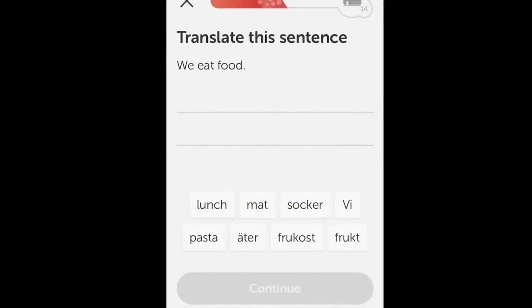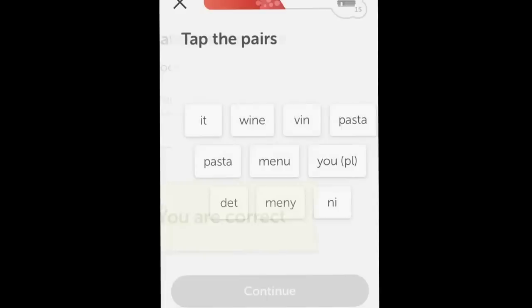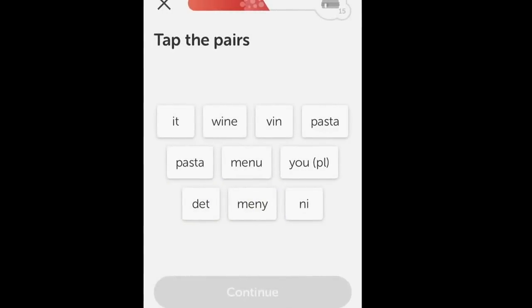We eat food. Vi äter mat. Tap the pears. Wine. Vin. Vin. Pasta. Menu.